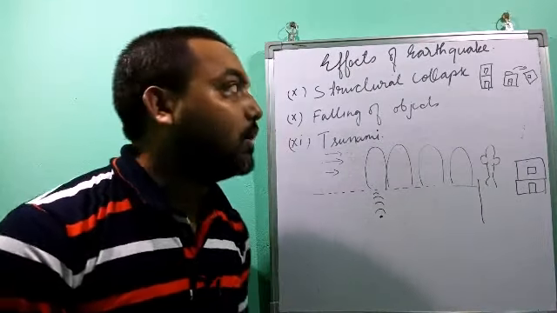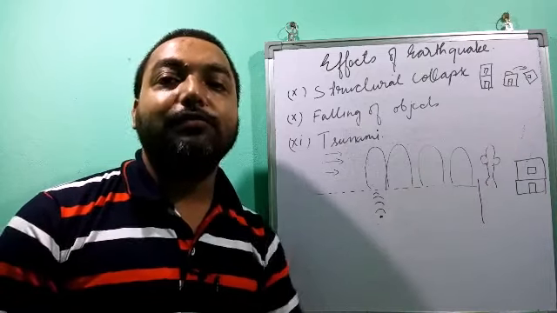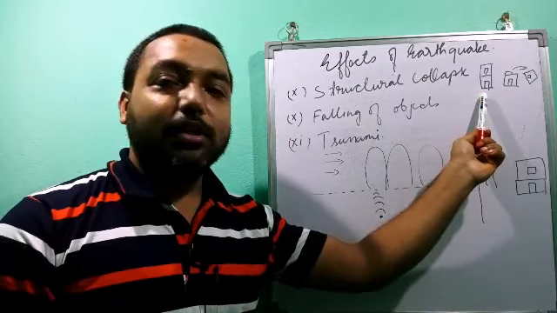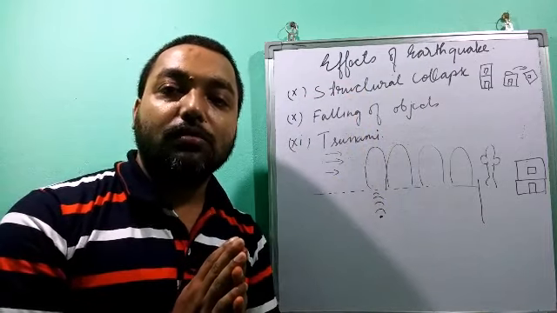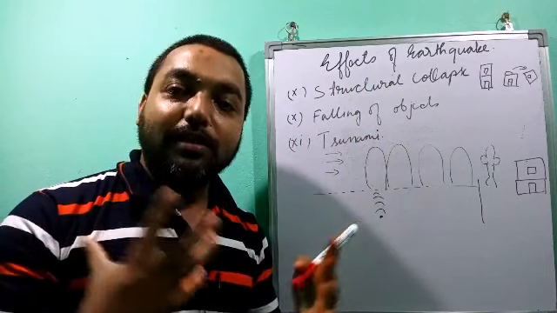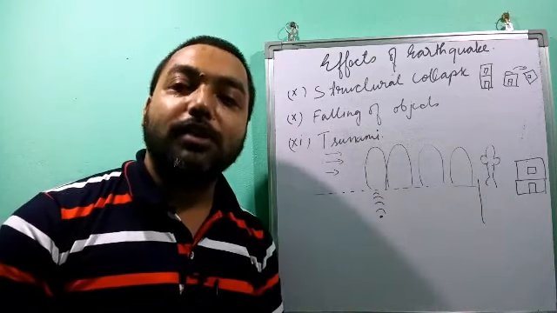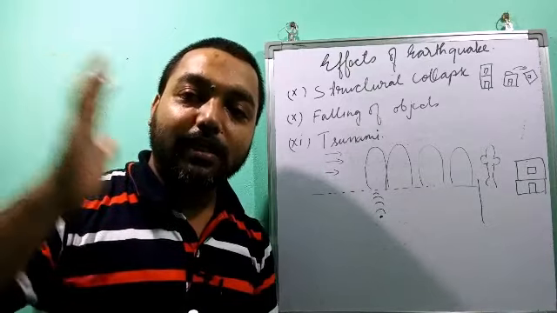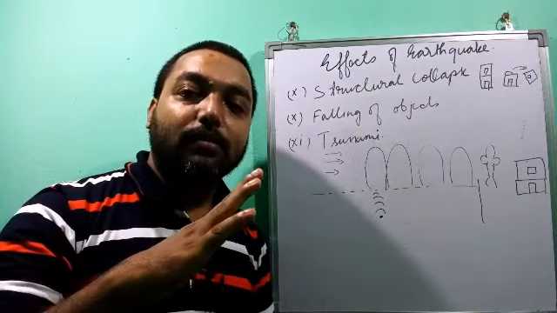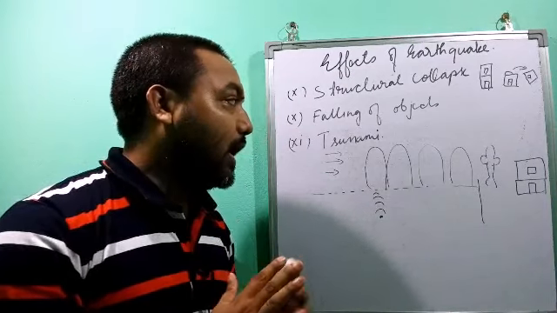So next effect of earthquake is structural collapse. Structural collapse means breaking of building. A building may break into two pieces, or it may become sand also. So different structures that are on the surface of the earth, everything may break. Next, falling of objects. Many objects that are above may fall somewhere, like electric posts, big trees, everything may fall due to earthquake.